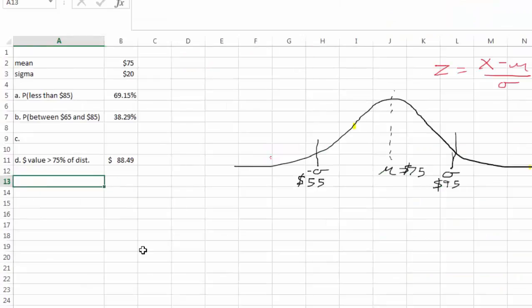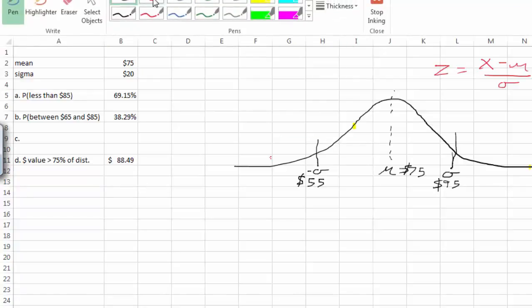Okay, so now E. Find the dollar amount such that 80% of all customers spend at least this amount. Well, I'll leave that for you to do on your own. That's going to be very similar to what we just did in D using the norm.inv functionality. But again, last time we were looking for what was to the left of 75%. Now we're looking at what's to the right of 80%. So whatever's to the right of 80%, let me just give you another hint.